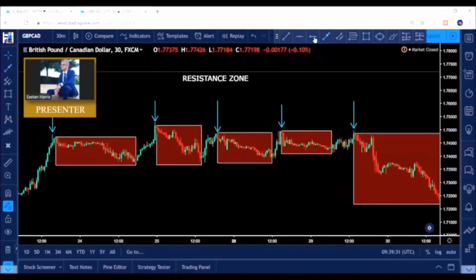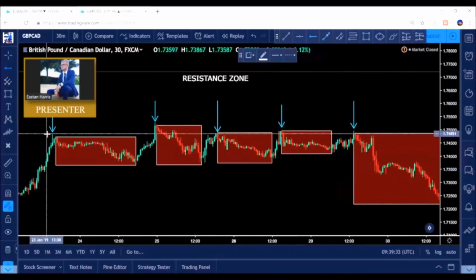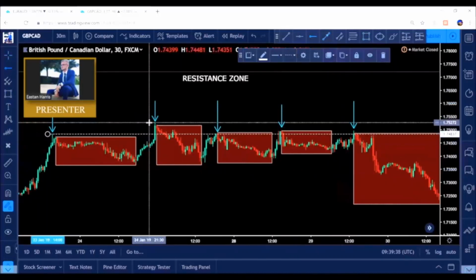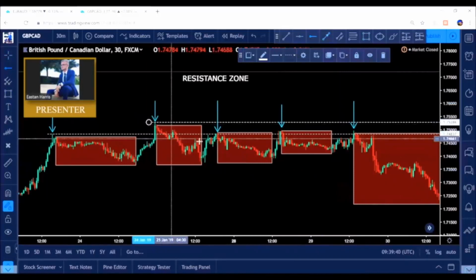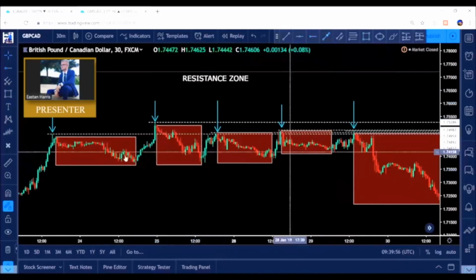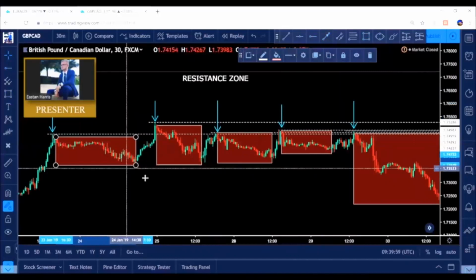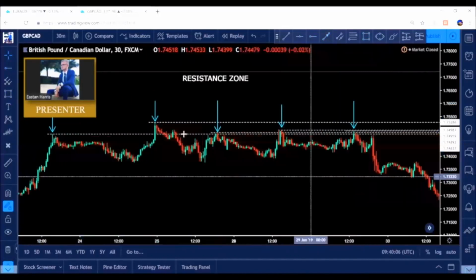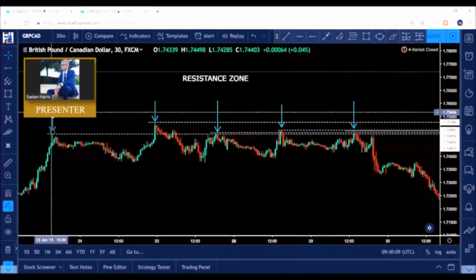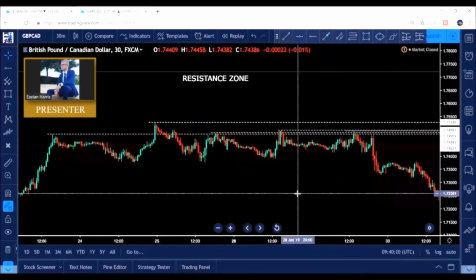Okay, so if we take a second and just very precisely mark the edges of these moves here, we just mark them. We're going to get rid of these boxes so you guys can see clearer, and we're going to get rid of the arrows now. All of these reaction points need to be in this zone.